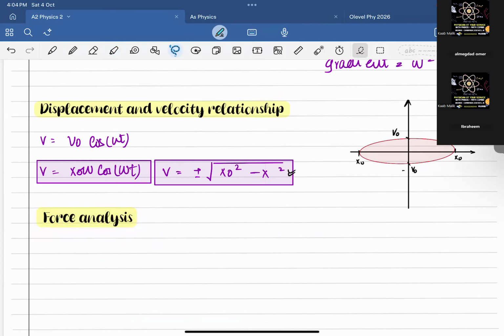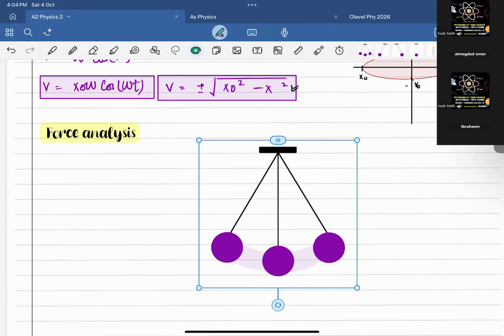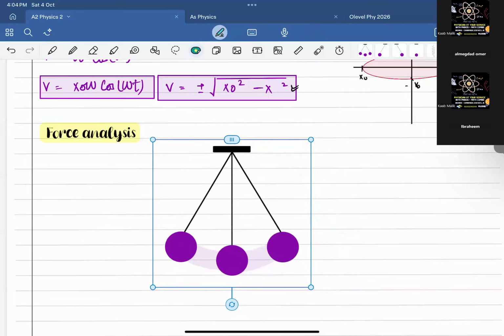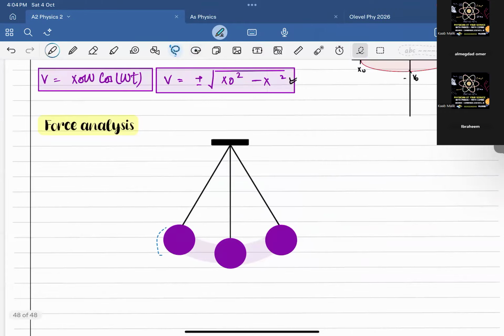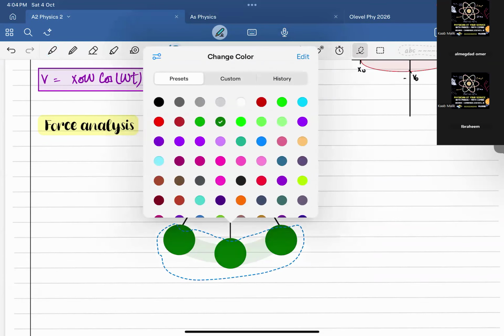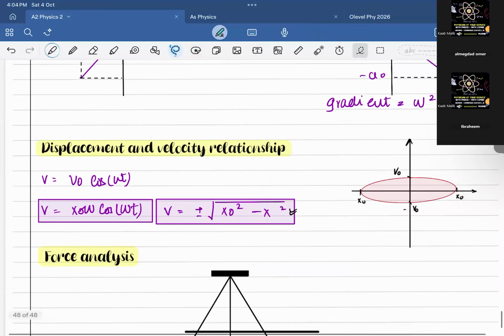Let me have my pendulum back. So this is my pendulum. Let's just give this a pink green color. Now, this is my pendulum, and the pendulum is moving, right?